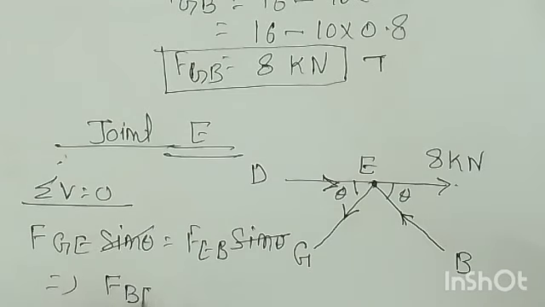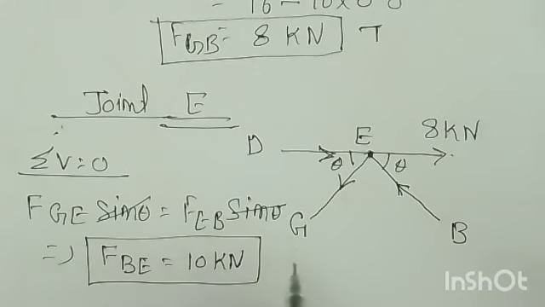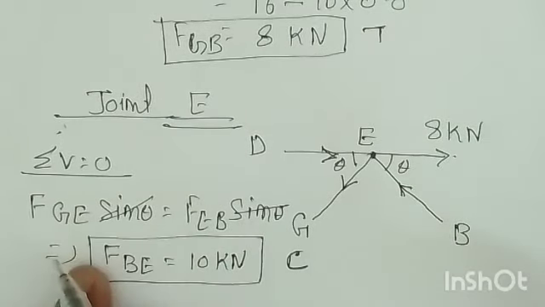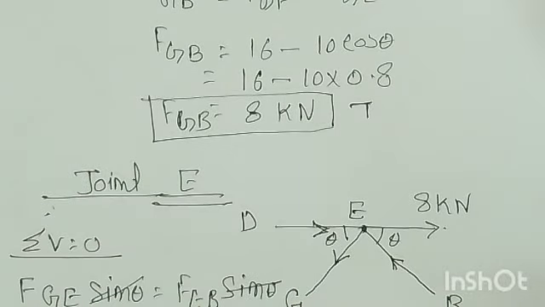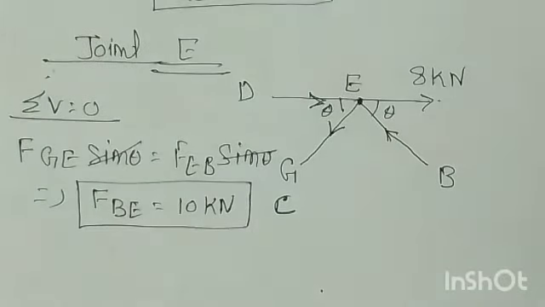So F_EB is equal to 10 kilonewton, and it is compressive, so this is C. GE we already calculated in the previous joint, that is 10 kilonewton. So now we calculated the forces in each member of the given truss. Now what we need to do is show the values on that given truss. For that, again I'll draw the figure here.